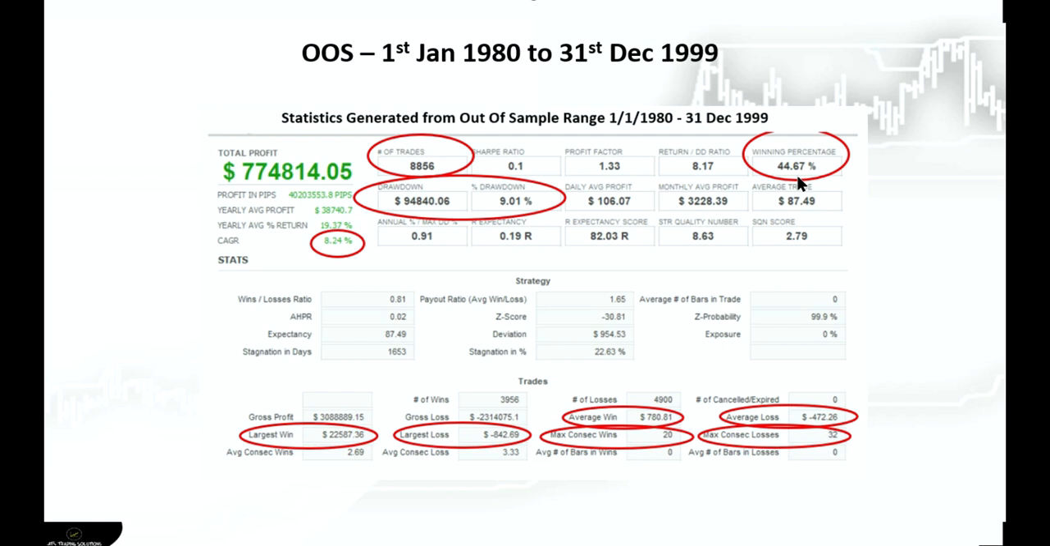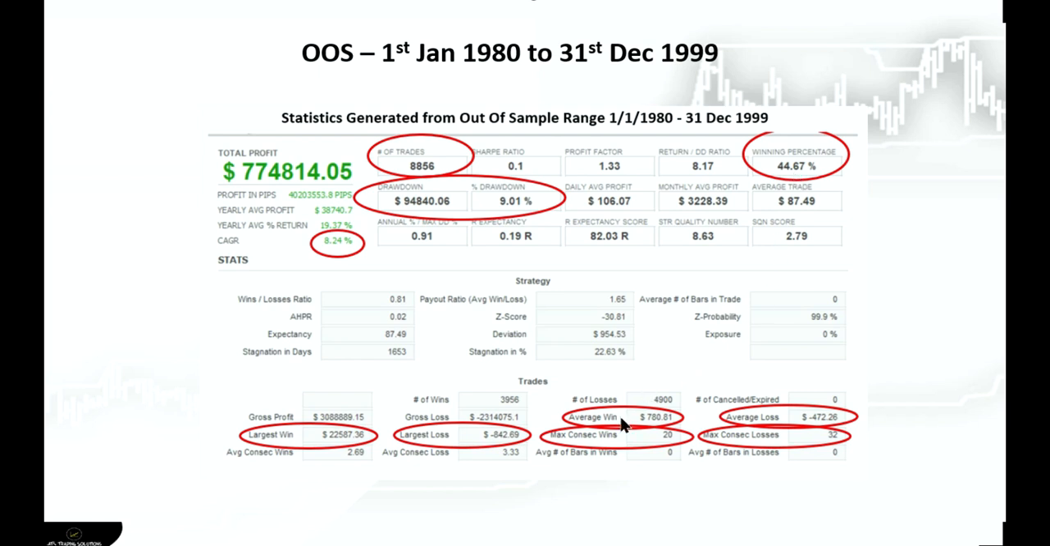In this case, our winning percentage is 44.7%. The reason for this relatively high winning percentage is due to some of the tricks we have up our sleeve in the workflow process, which we'll get to later in future episodes.